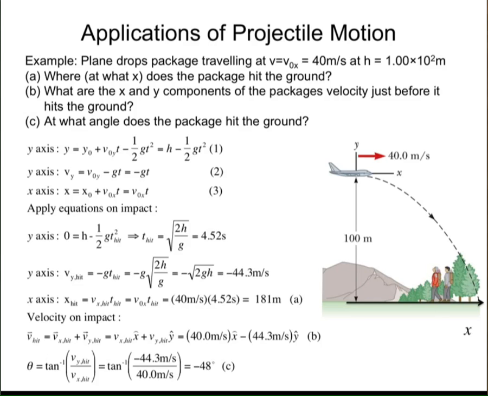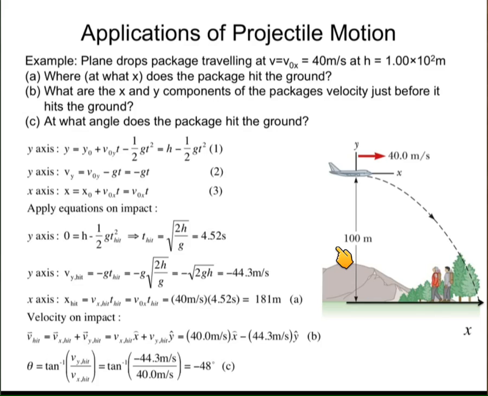Vx is 40 meters per second, and the time you just found is 4.52 seconds. Just plug and chug, you will find the package will land 181 meters from its initial position in x. From here to here is just 181 meters. The rest is rather easy. Well, you also know the height, because it's just zero when it hits the ground.